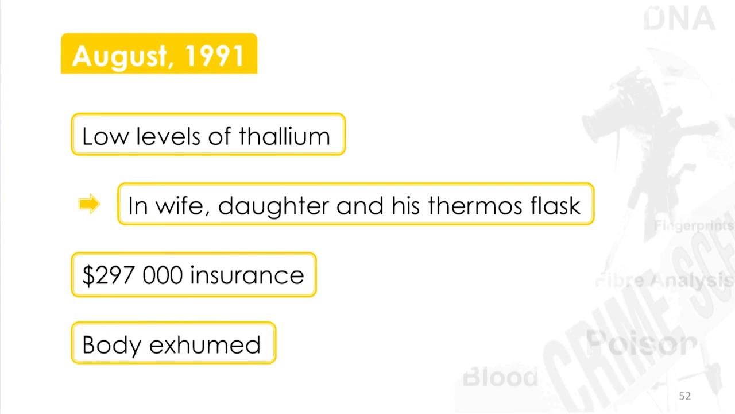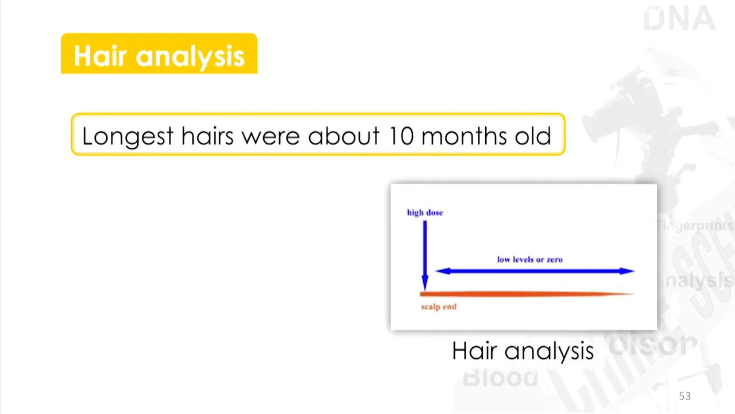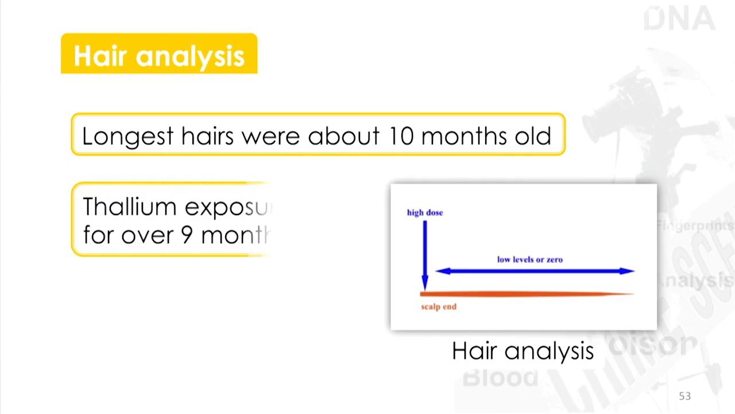And in order to reconstruct his past exposure to thallium, samples of hair were taken and analyzed. And his hair was long enough that they could work out his thallium history for the last 10 months. Okay, his oldest hairs, his longest hairs were 10 months old. And it turns out that he had been exposed to thallium over a period of 9 months. So he'd actually been exposed to thallium even before he worked in that university chemistry lab.